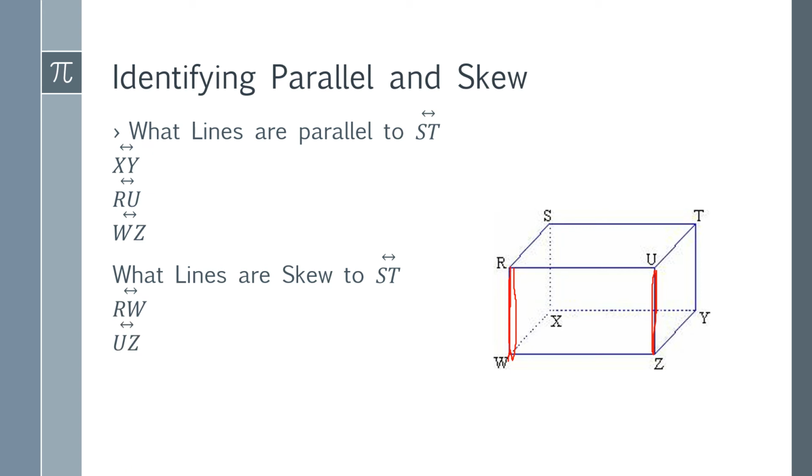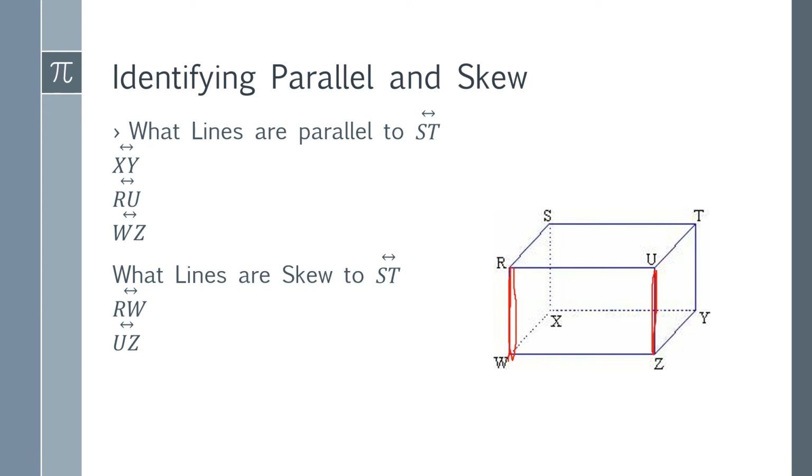The front of the box, you see those aren't going to intersect ST. They're not in the same plane as ST, which is this plane, the top plane, or that diagonal plane. They're not the same plane. Yes, they do intersect, but they're not in the same plane. So those are skew lines to that.